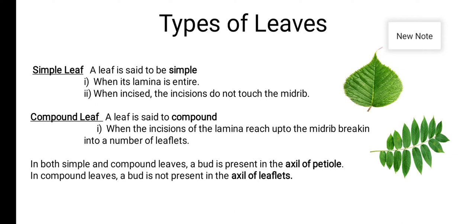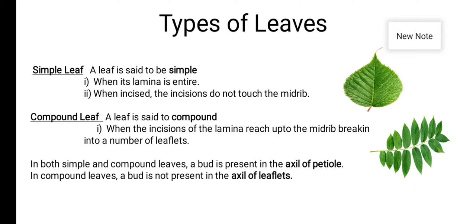Then, in both simple and compound leaves, a bud is present in the axil of the petiole. In compound leaves, a bud is not present in the axil of leaflets. What they mean is, in both cases, either a simple leaf or a compound leaf, a bud is present in the axil of the petiole. It means the place where the petiole of a leaf joins the main stem, an axil, a bud is present in both cases.